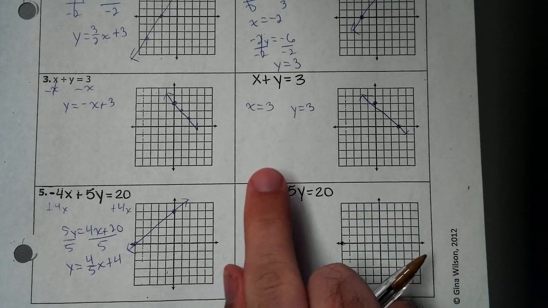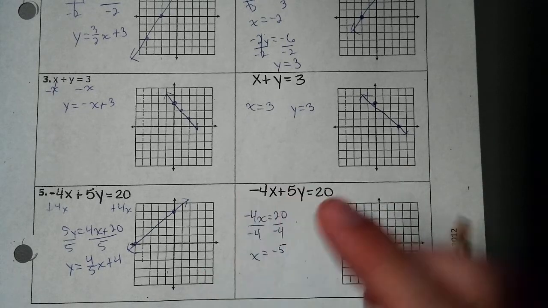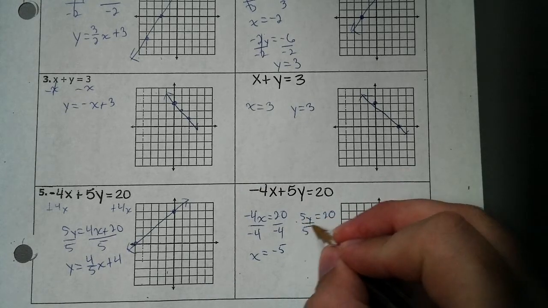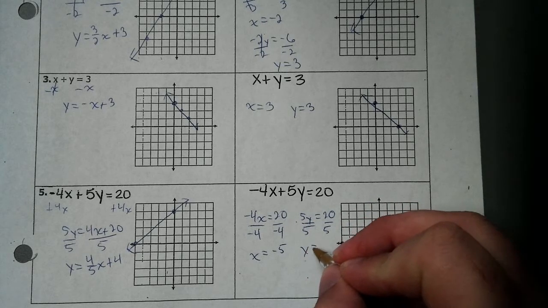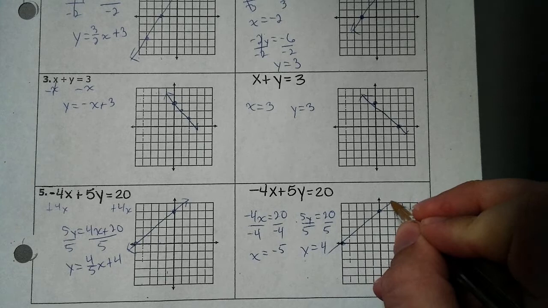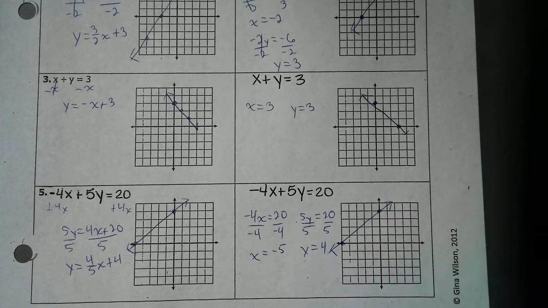Now I'm going to put in 0 for x and get my y. So 5y equals 20. When I divide by 5, I get y is equal to 4. And that's exactly what I got over there. This one was graphing by intercepts. There's one more part of the notes.